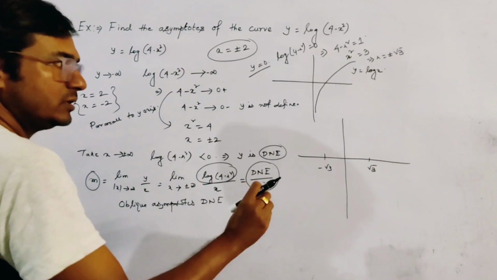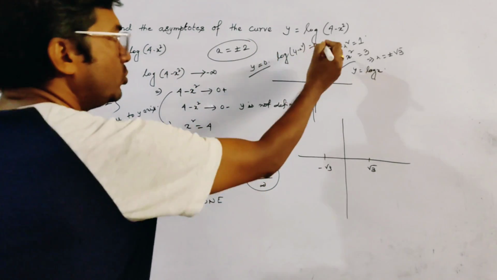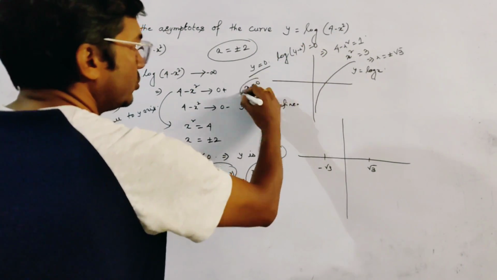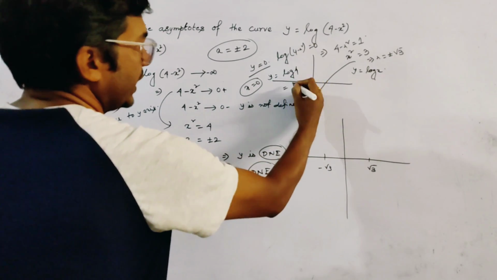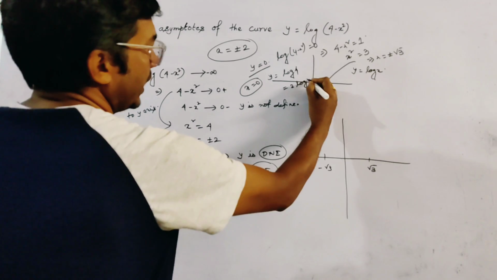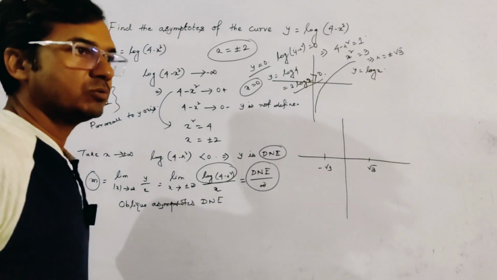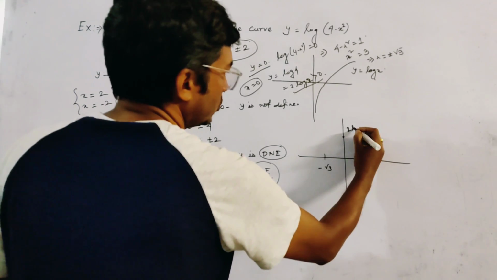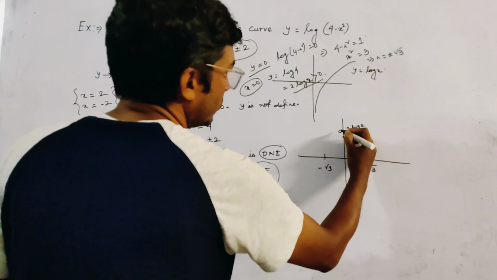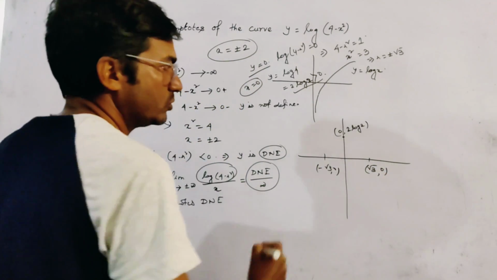Now to find the point of intersection of the curve with the y axis, we put x equal to 0 and get y equals log 4, which is 2 log 2, and we know that log 2 is positive, so 2 log 2 is greater than 0. This is the point 0, 2 log 2. This is root 3, 0. This is minus root 3, 0.